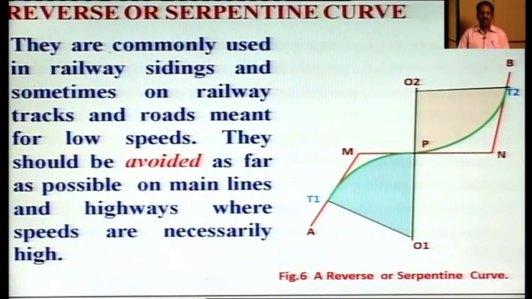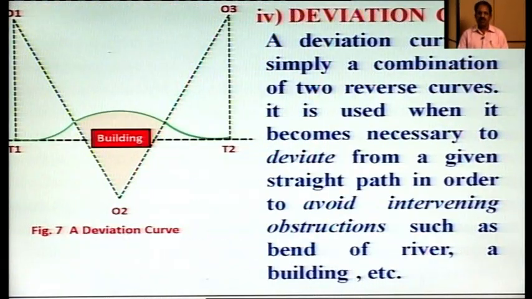Next, we have the last part of the classification of the curve. This is the deviation curve. Please see your screen. This is shown in the figure on the left side of the screen. A deviation curve is simply a combination of two reverse curves. That is, we find here in the figure two reverse curves. It is used when it becomes necessary to deviate from a given straight path.